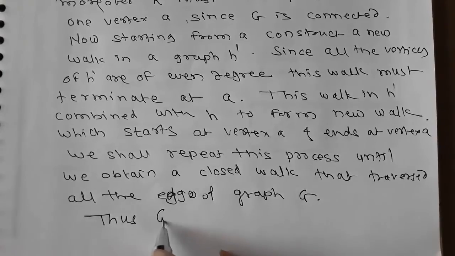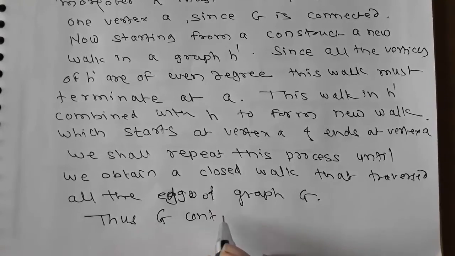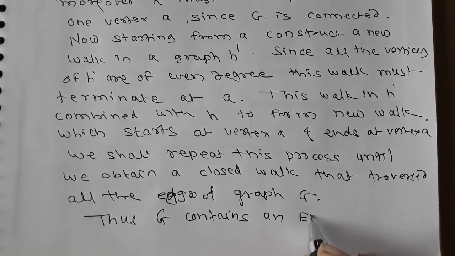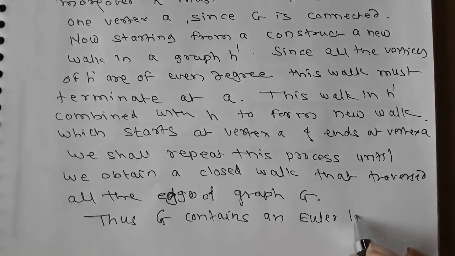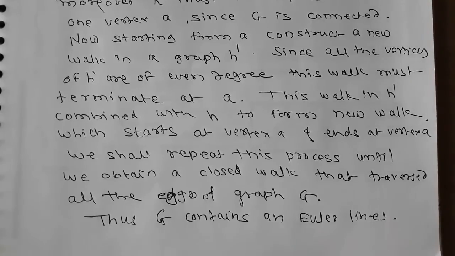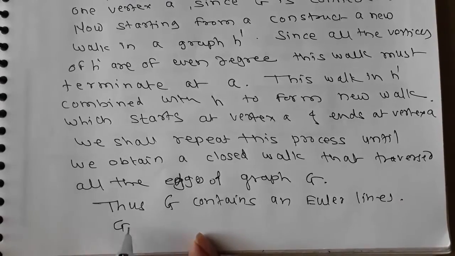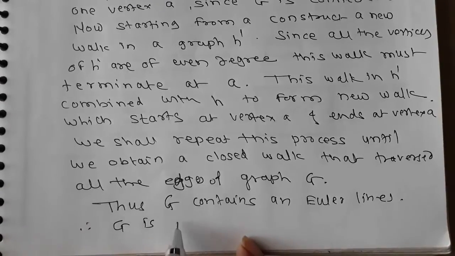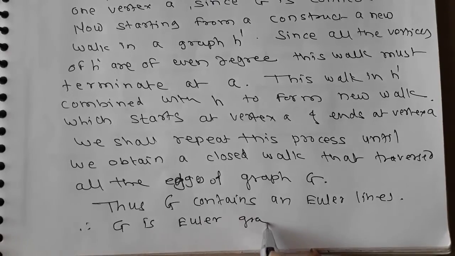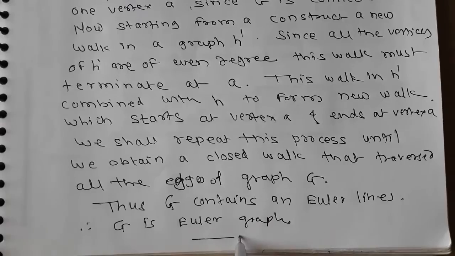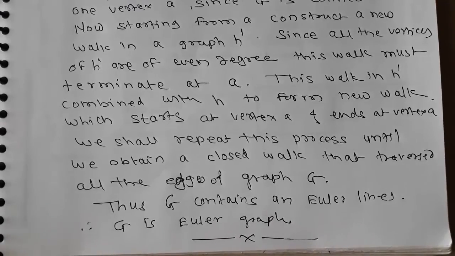Thus, G contains an Euler line, and hence by the definition of Euler graph, G is Euler graph. This proves the theorem. Thank you.